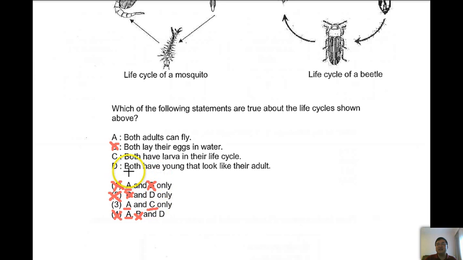Good. Let's take a look at D. Both have the young that look like the adult. No, young don't look like adult, so I'm very sure it is 3. Okay, I hope you learn how to do the way I've done just now. If you don't understand, repeat this section only, until you understand what I mean. This is what you do to eliminate the wrong choices, and somehow it will lead you to the correct choice. Next.